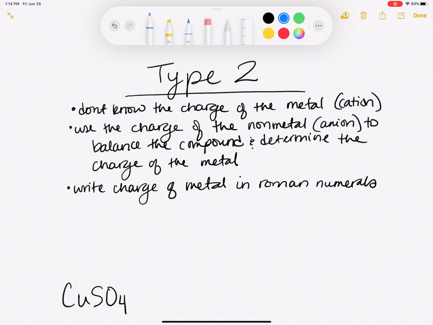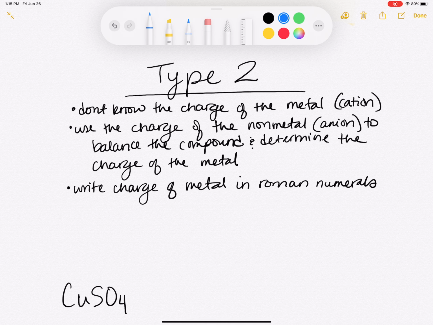So the general rules that you want to keep in mind for a type 2 is that the reason why you're dealing with a type 2 is that you have a metal bonded to a nonmetal and you don't know the charge of the metal. So it's not in the first or second family, it's not silver, and it's not aluminum. For the most part, you can count on it being one of the many transition metals in the periodic table. And so what you do is you use the charge of the nonmetal to balance out the entire compound and determine the charge of the metal. And then if you're doing your writing, you identify the charge of that atom using Roman numerals.